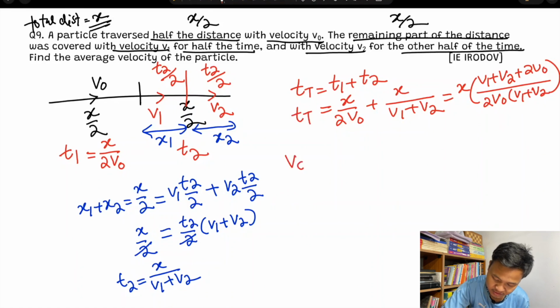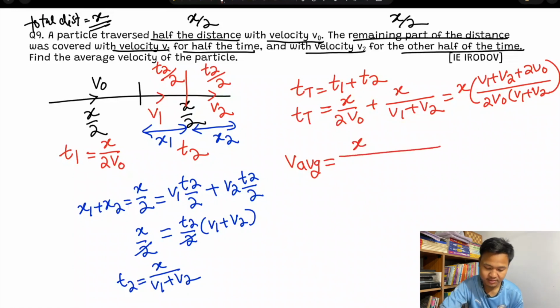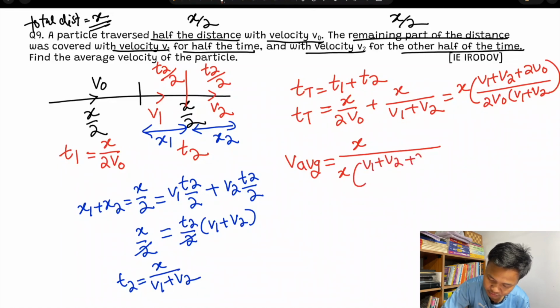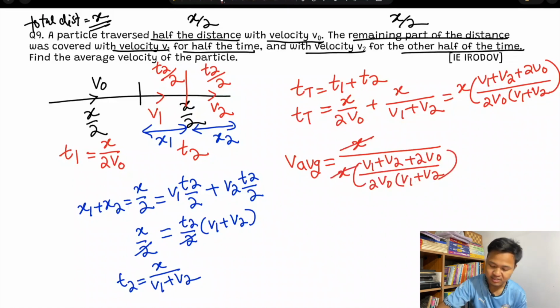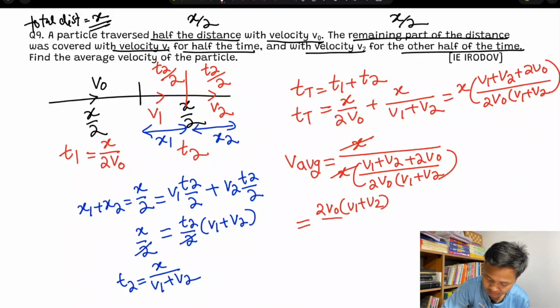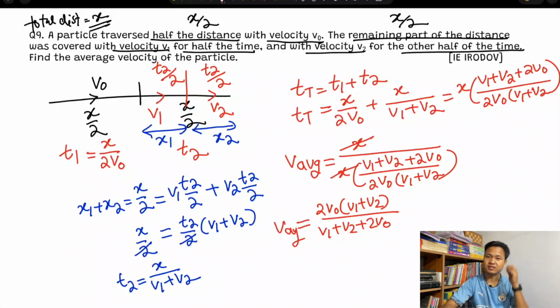So what is the average velocity? That means total distance x divided by total time. So x divided by v1 plus v2 plus 2 into v naught over 2 v naught into v1 plus v2. The x gets cancelled out. So how much is remaining? V average is 2 into v naught into v1 plus v2, divided by v1 plus v2 plus 2 into v naught. So this is the average velocity.